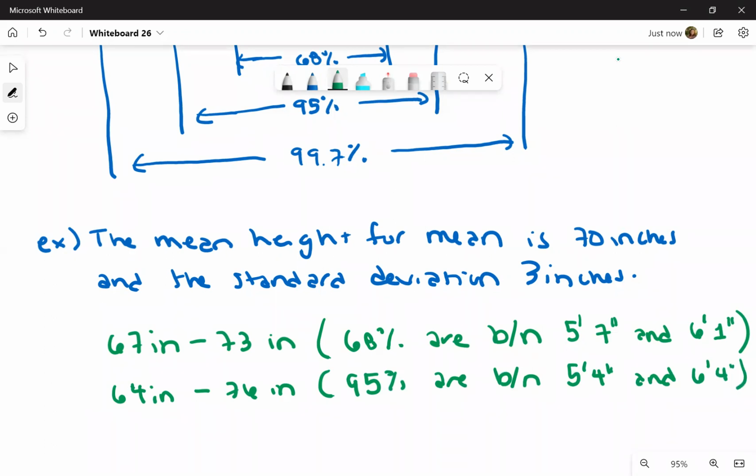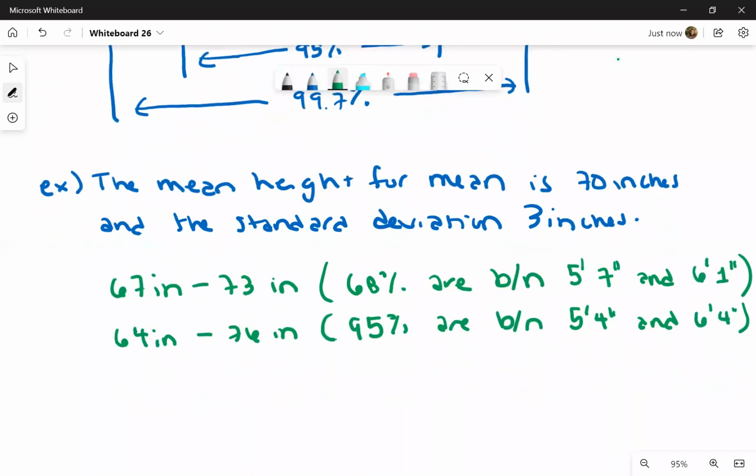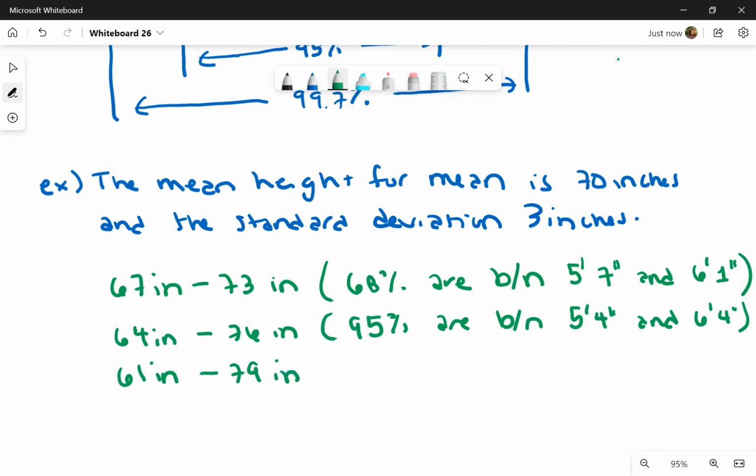Are there men that are outside of that? Yes, there are, of course. In fact, if we go another 3 inches, now we're talking about 99.7% of the population being between 61 inches and 79 inches. And that would be 5'1" and 6'7". Now we know that there are people who are outside of that, right?